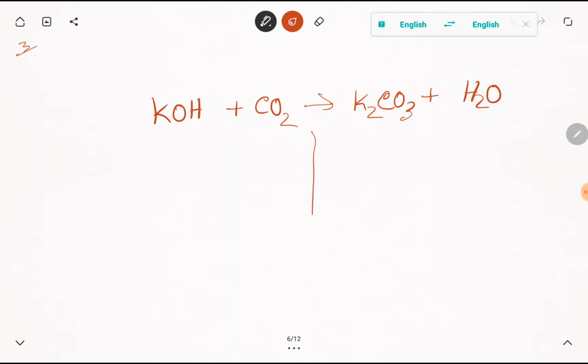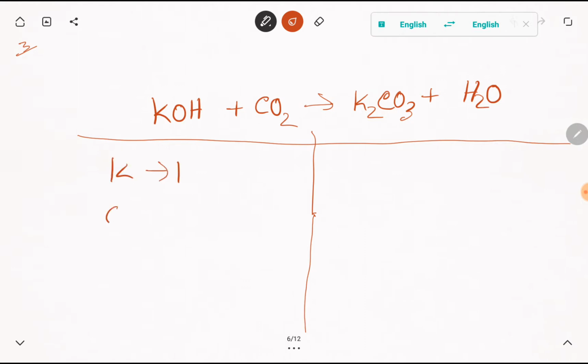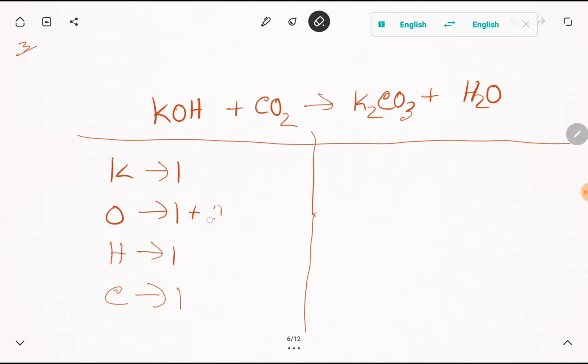Look, let me draw a table like this. In the left hand side we have potassium, that is 1. Then we have here oxygen, that is 1. Then we have hydrogen, that is 1. Then here we have carbon, that is 1. Then we have oxygen, that is, you need to add more 2 oxygen. Two oxygen, basically you are getting 3.